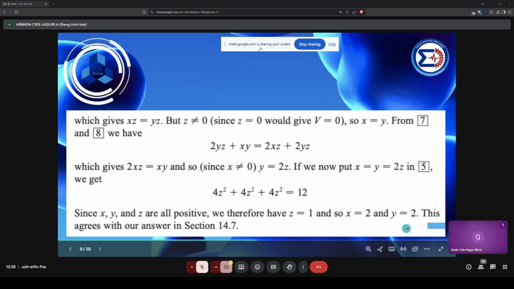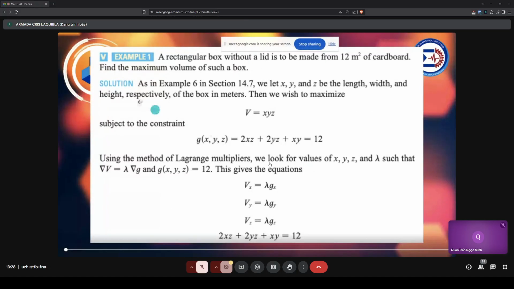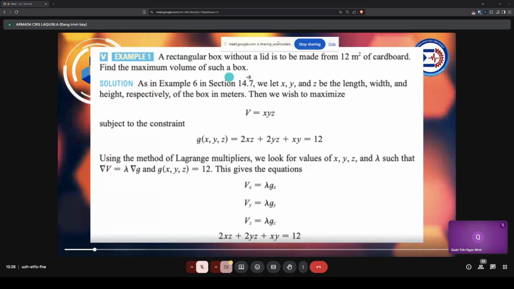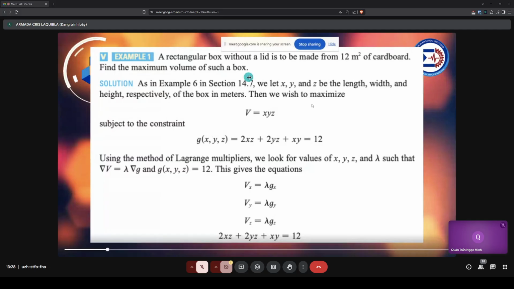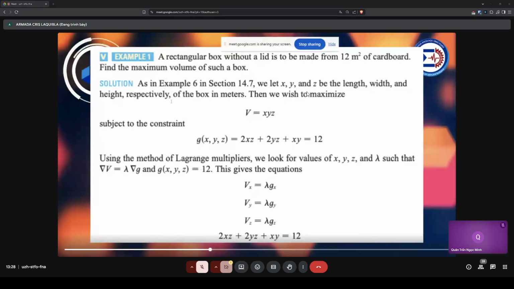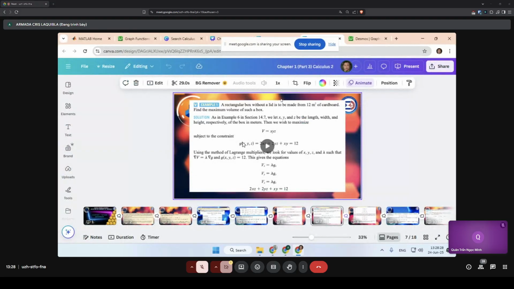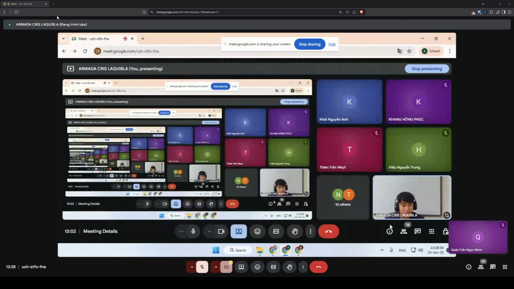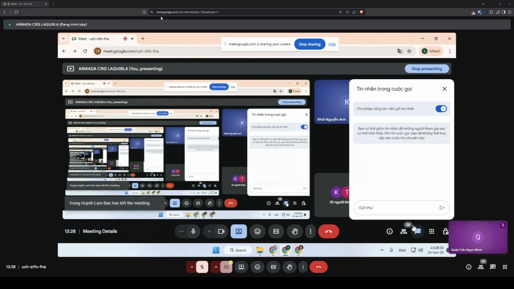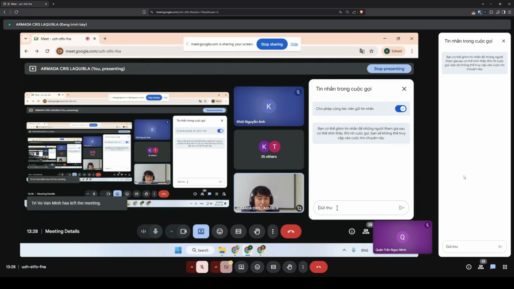Okay, we go back. What is the question, class? Find the maximum volume of such a box. Did we answer it? What's the answer? By the way, the book didn't give the answer. What's the answer, class? The maximum volume of the box is? Can I see it there in the chat box? I hope that you are listening. What's your answer? Class, what's the maximum volume of the box?